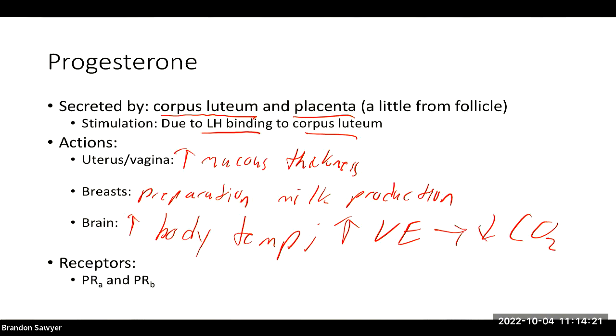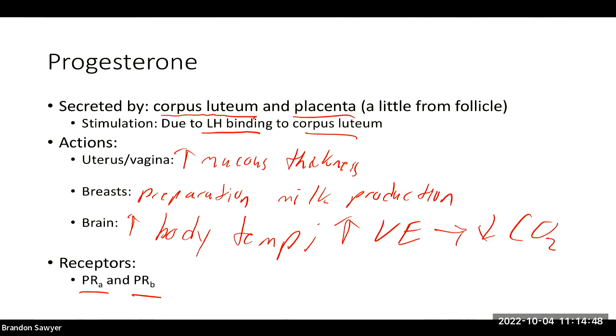There are a couple of different progesterone receptor types as well, similar to estrogen. In the luteal phase is when we see this. This is when some breast swelling can happen during the menstrual cycle because of the effects of progesterone.